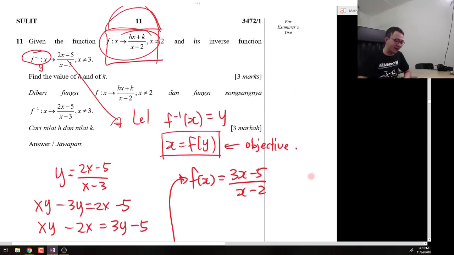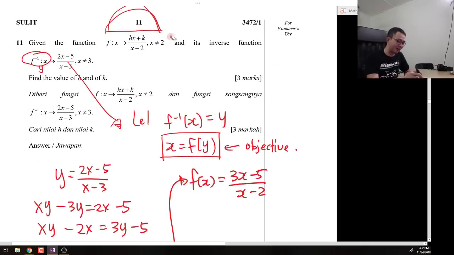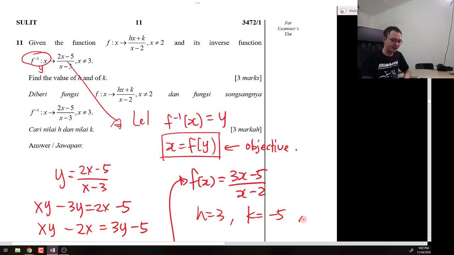Alright, once I got my f(x), now I'm going to unlock this one because I want to compare them. You see the bottom is x minus 2, the same, right? So from here, you should know h equals 3, k equals negative 5. Alright, so yeah, this is what happened.